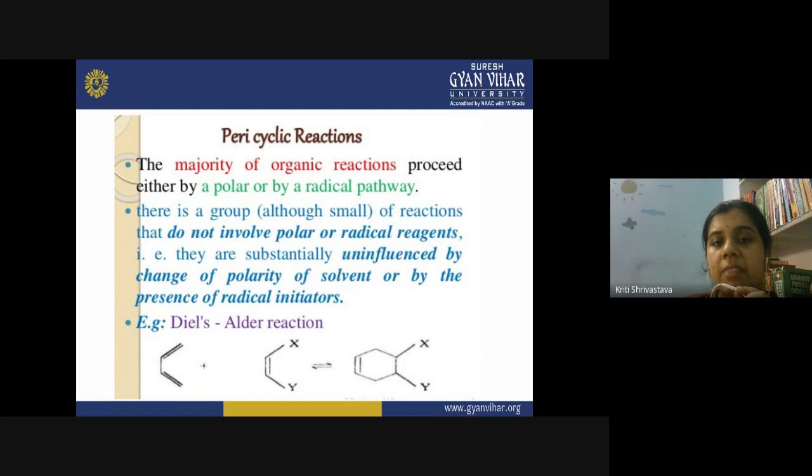Pericyclic reactions are a very special type of organic reaction, and they are different from all other types of organic reactions in that they are not affected by solvent, or the presence of any radical initiator. With the change in the polarity of solvent, they are unaffected, and also they do not involve any intermediate. So what are they? They are concerted. They occur in a single step. There is no formation of an intermediate, rather a cyclic transition state forms.